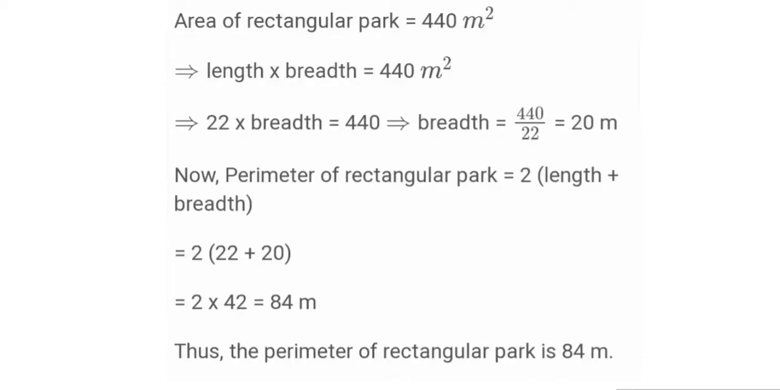Now we have to find the perimeter also. So perimeter of rectangular park is equal to 2 in bracket L plus B. Now put the values. L value is 22 and the B value is 20. So 22 plus 20 is 42, and 42 into 2 is 84 meter. So the perimeter of the rectangular park is 84 meter. Now see question number 4.